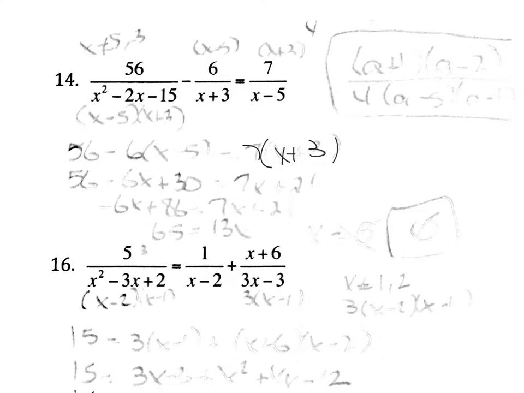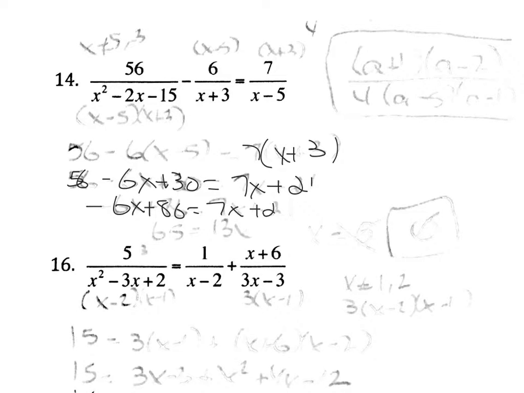And then over here, I did the distributive, 7x plus 21. Same thing here, -6x plus 30. That'll give me -6x over here plus 86. And over here I have 7x plus 21. Then I just move stuff. I've got 65 and 13x. Solve that, I got x is 5. The problem is, though, 5 makes that denominator 0, so that means there's really no solution to 14.